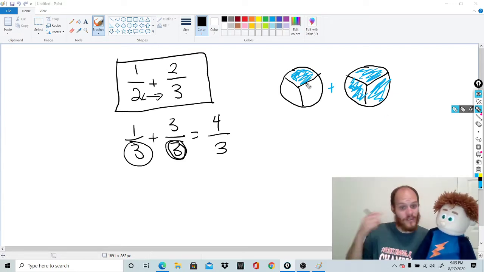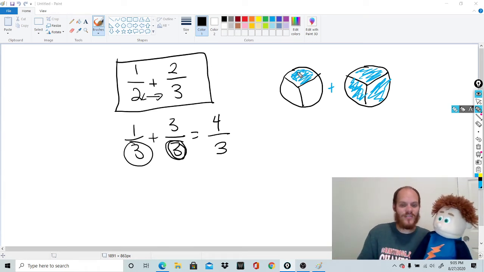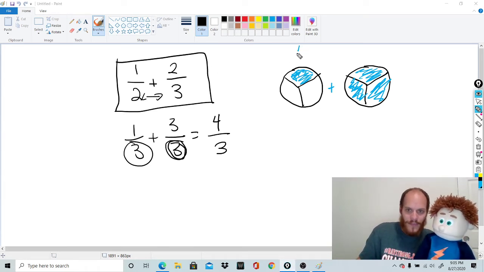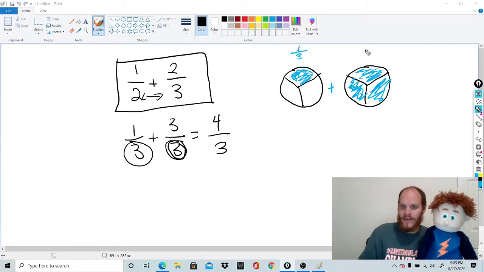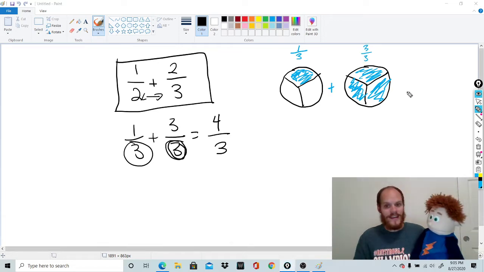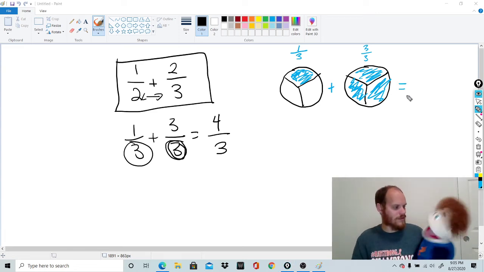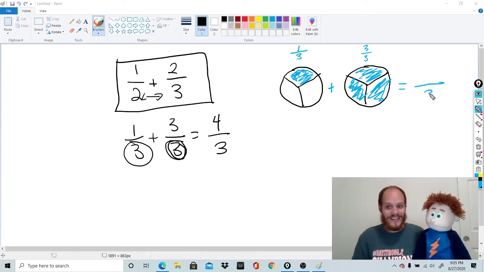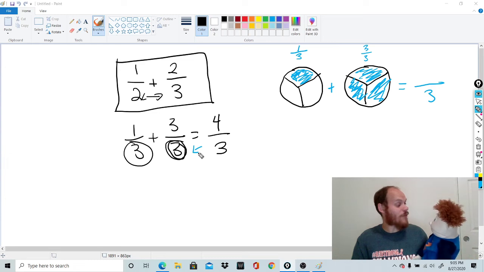Yeah. Okay, so because the size of the pieces are thirds, we're now looking at how many pieces we have. So in this one, we have one piece that is the size of thirds, right? Now on this side, we have 3 pieces that are the size of thirds. If I add those together, did the size of the pieces change? No, they're still thirds. Exactly. That's why that denominator stays the same, because the size of the pieces didn't change. Denominator means that's the size of the pieces I have.